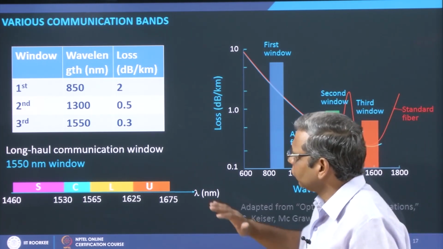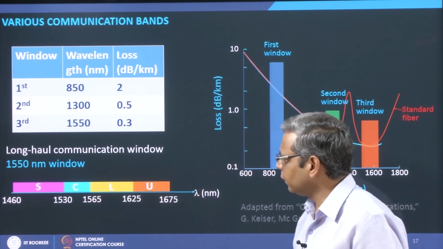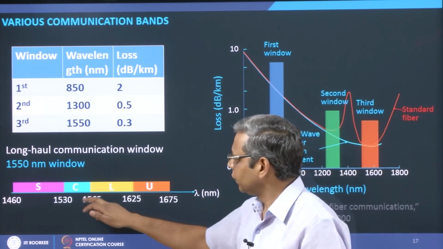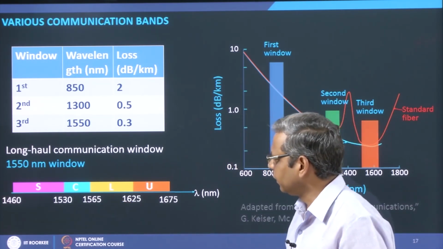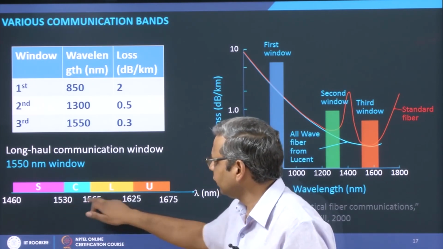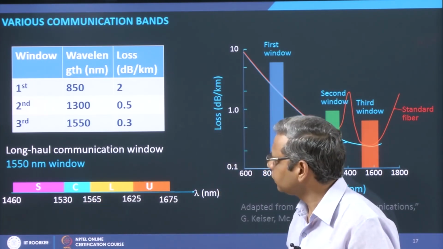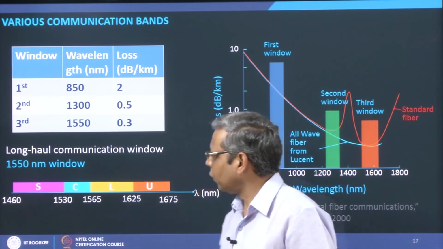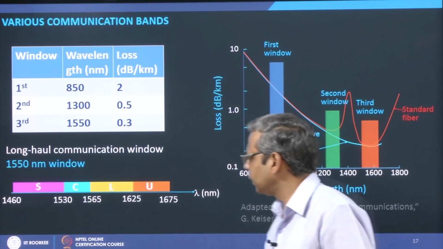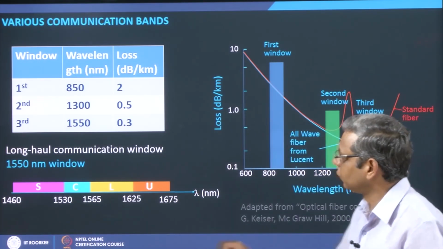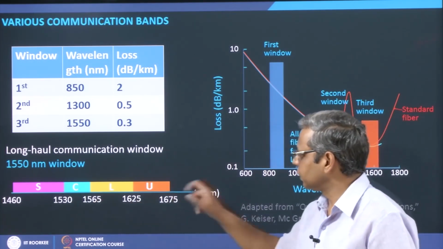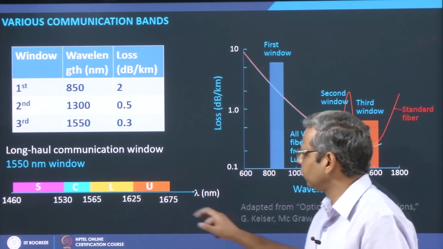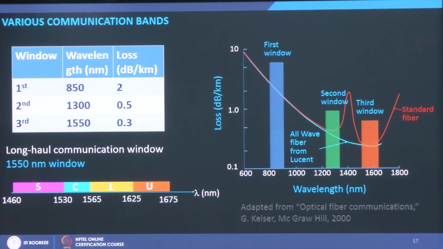And in this 1550 nanometer window itself, we have several bands. The conventional one, also known as C band, ranges from 1530 to 1565 nanometer. Then there is a short band ranging from 1460 to 1530 nanometer wavelength, long band from 1565 to 1625, and U band, which is ultra long, 1625 to 1675 nanometer wavelength.